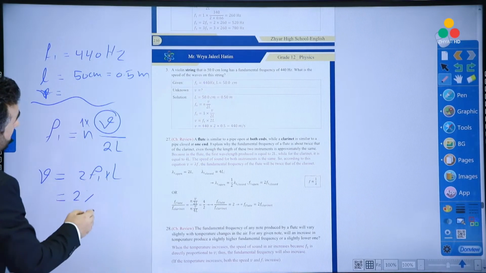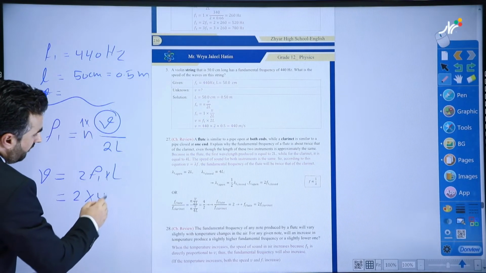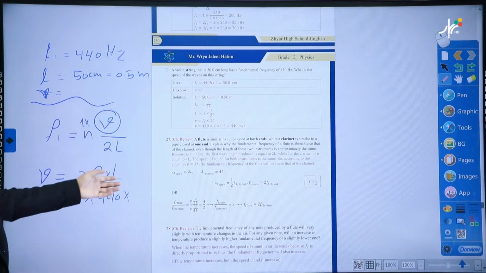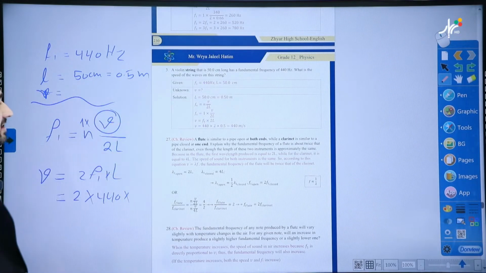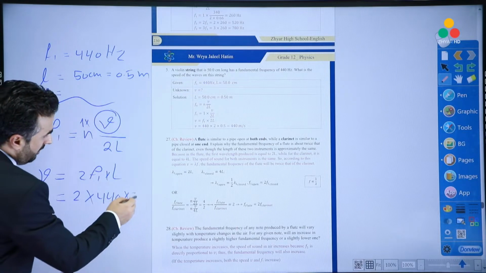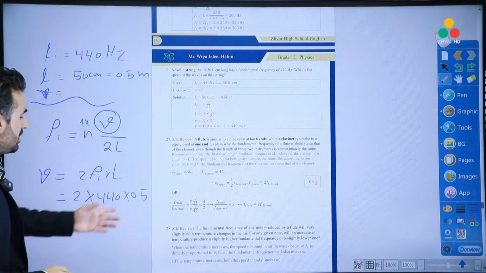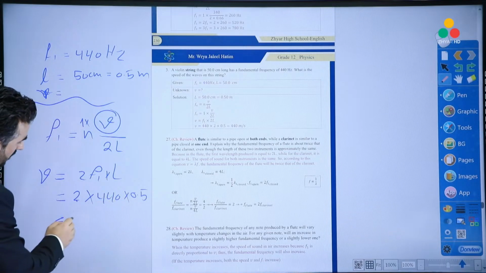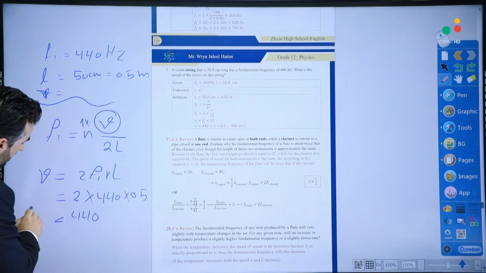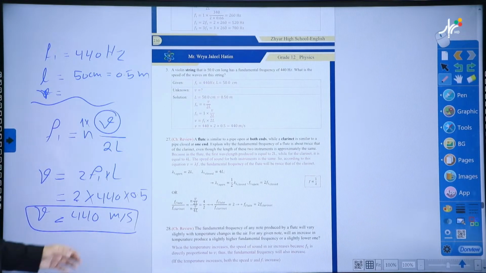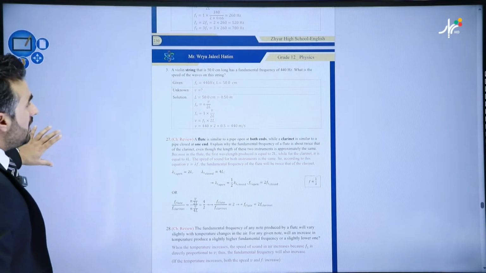So 2 times, what is the fundamental frequency? That is 440 hertz, multiplied by the length of the string, which is 50 centimeter, that is 0.5 meter. So 0.5 times 2, that is 1. 1 times this equals 440. Because it is speed, it is going to be meter per second, and that is the speed of the wave on the string here. Okay.